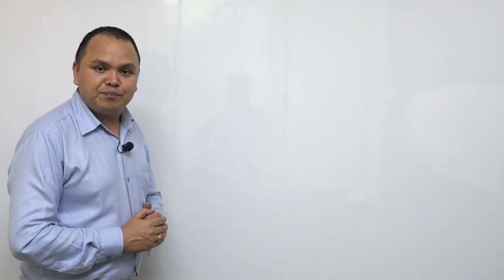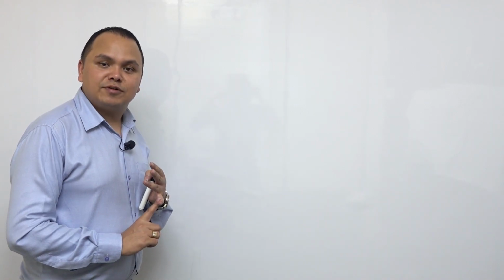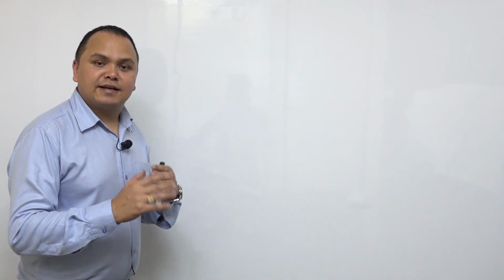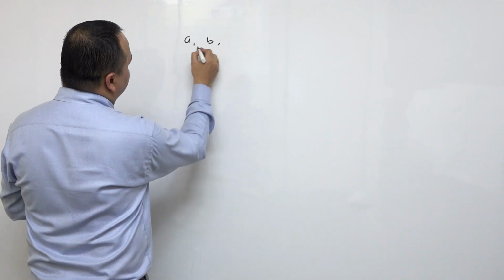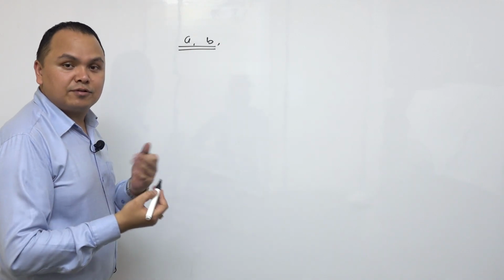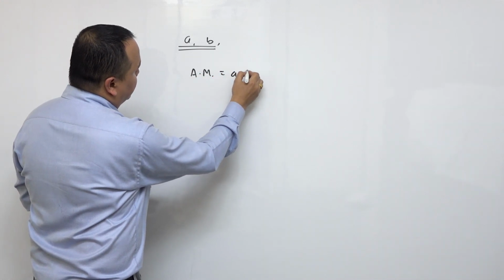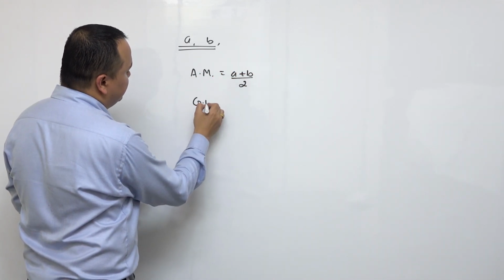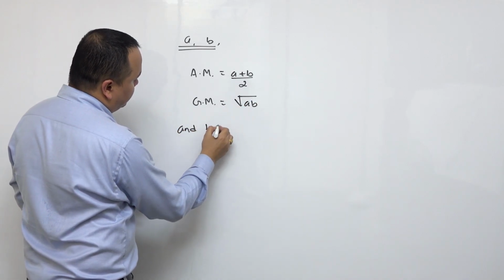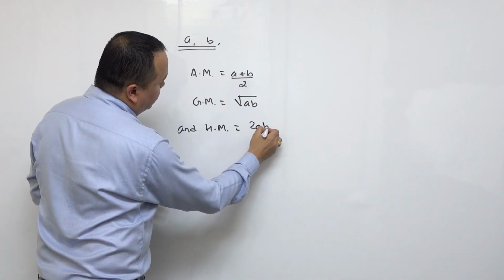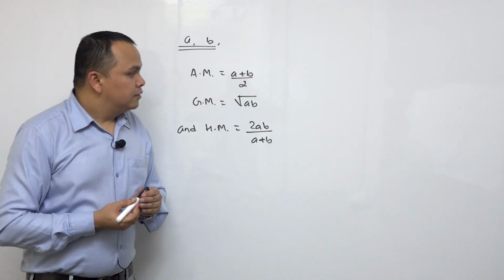Okay, we have just learned the formulas for finding the AM arithmetic mean, GM geometric mean and HM harmonic mean between two numbers. If the two numbers are A and B, the formula for AM is A plus B by 2, geometric mean GM is root AB, and harmonic mean is 2AB upon A plus B. It is very important for examination.